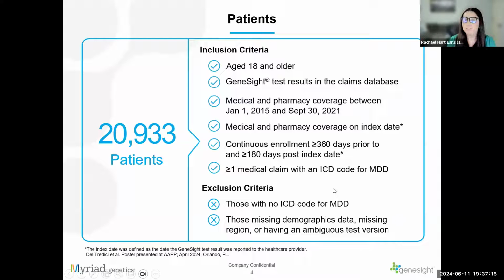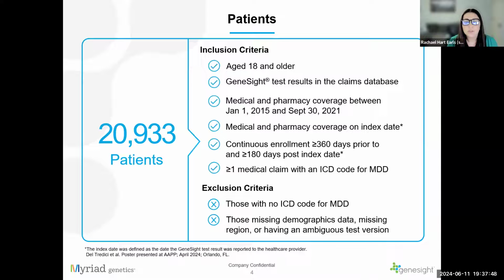Just a little bit about this trial, to give you more insight into what these patients were like. To be in this study, you had to be 18 years or older. The GeneSight test had to be in the claims database that we looked at. The patients had to have medical and pharmacy coverage between January 1st, 2015 and September 30th, 2021. And they had to have medical and pharmacy coverage on the index date, which is just the date on which the healthcare provider was granted access to the GeneSight test.